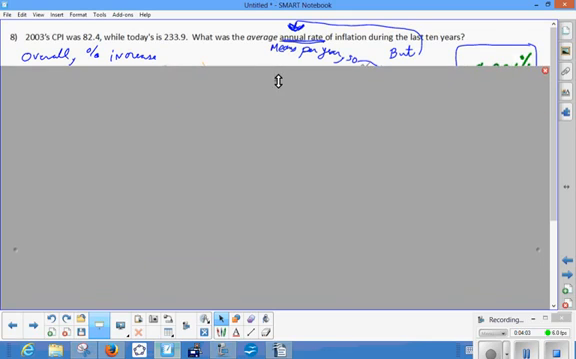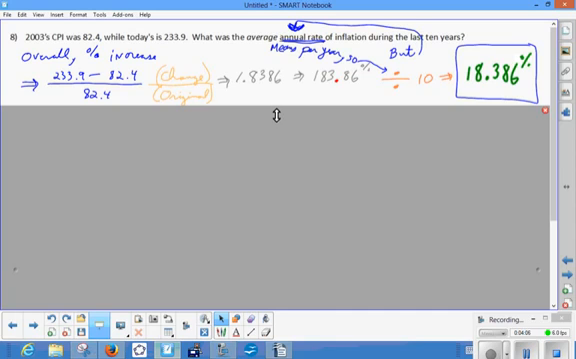Overall, the percent increase is the change divided by the original. When you divide that and get 1.8386, don't forget, move the decimal place 2 places to the right to convert it to a percentage. That's 183.86 percent. But remember, this was for a 10-year period. Since we're asking for the annual rate, we need to divide that growth rate by 10 years to get an annual growth rate of 18.386%.